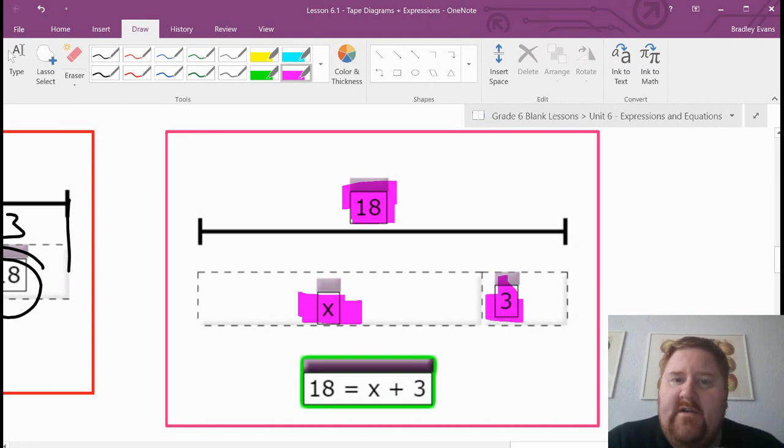All right, how did you go? Write down a question for me that you have after these activities. What's confusing for you right now? Write it down and post it.